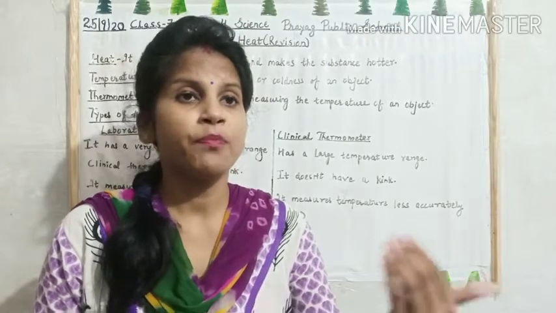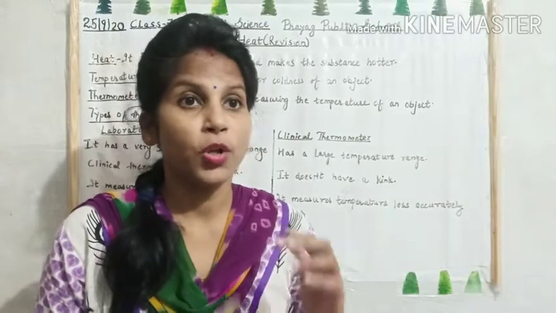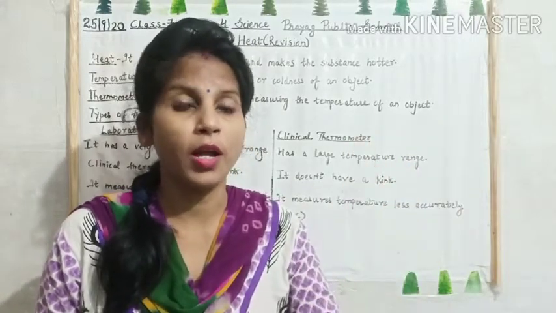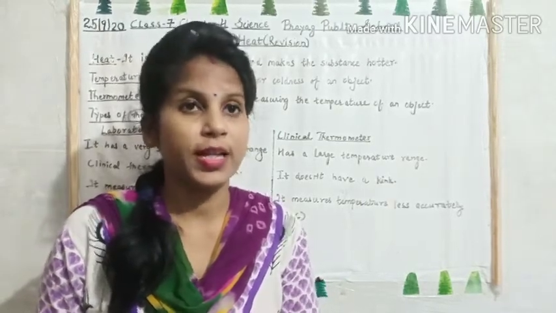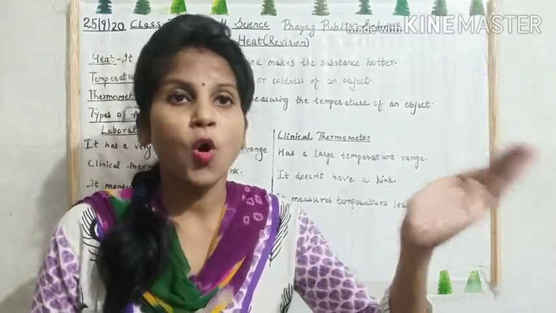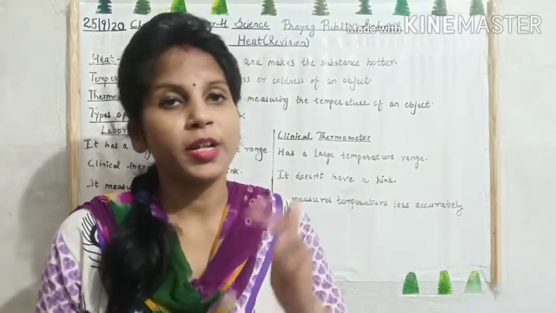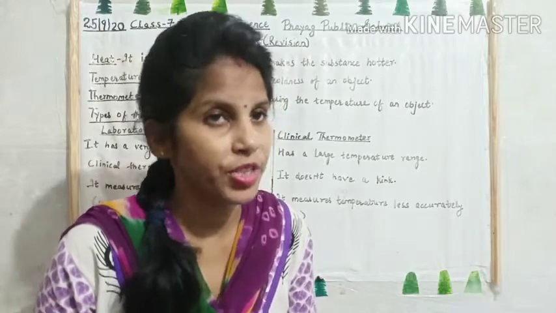Jaise ki water ka boiling point is 100 degree Celsius. To hume pata hai, it's very high. Aur bahut zyada garm hoga. And the melting point of ice is 0 degree Celsius. That means it is very cold. Temperature jitna zyada hoga, object utna hi high temperature gain karega. Aur temperature jitna kam hoga, object utna hi low temperature gain karega.